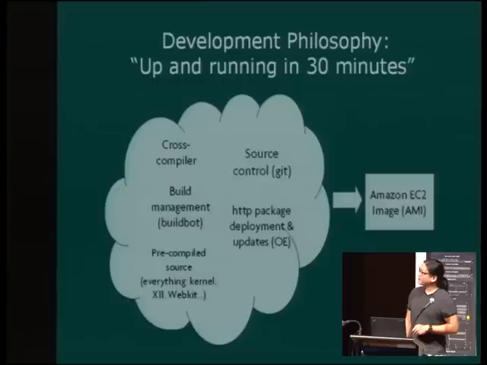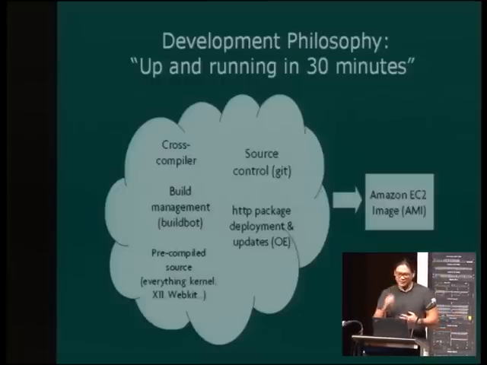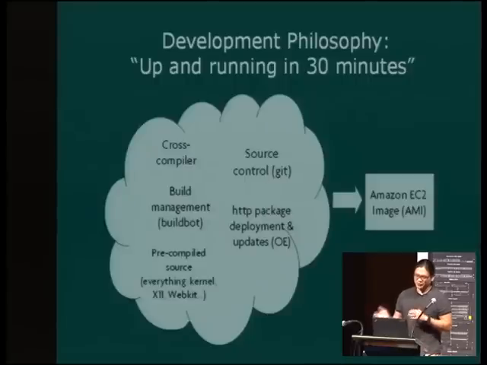So the development philosophy is we want to get people up and running in half an hour, right? One of the problems with building for ARM platform is that the ARM device itself isn't powerful enough, at least not until about today, for you to really do a kernel build on the machine. I mean, we can build a kernel on it, but it takes like an hour or two. It's really painful, right? So you really want to have a cross-compiler set up. You want to have your source control, you want to have build management, all this sort of stuff.